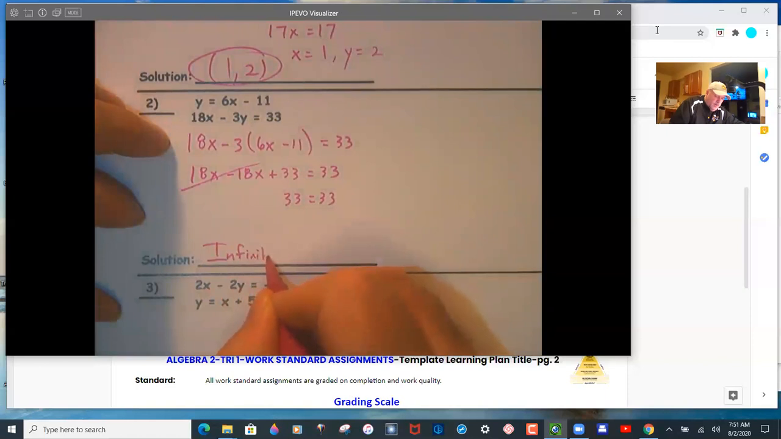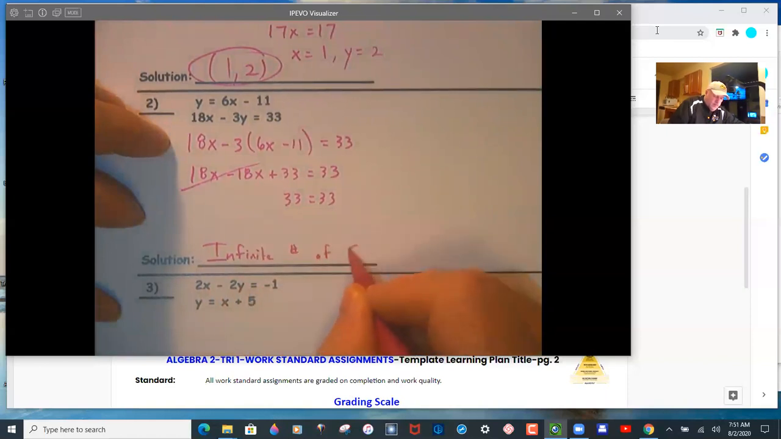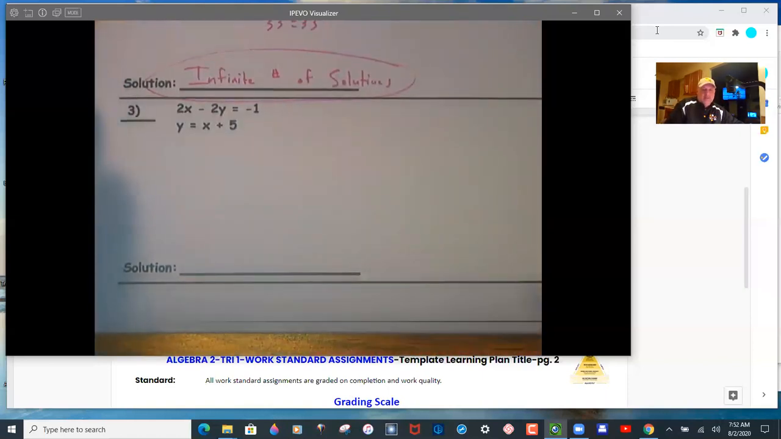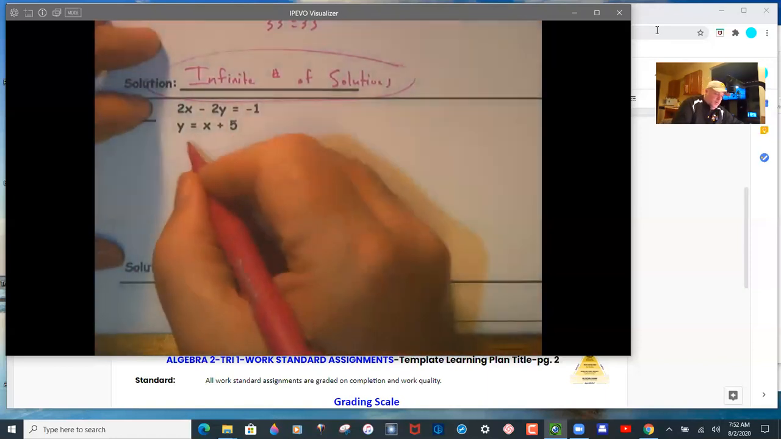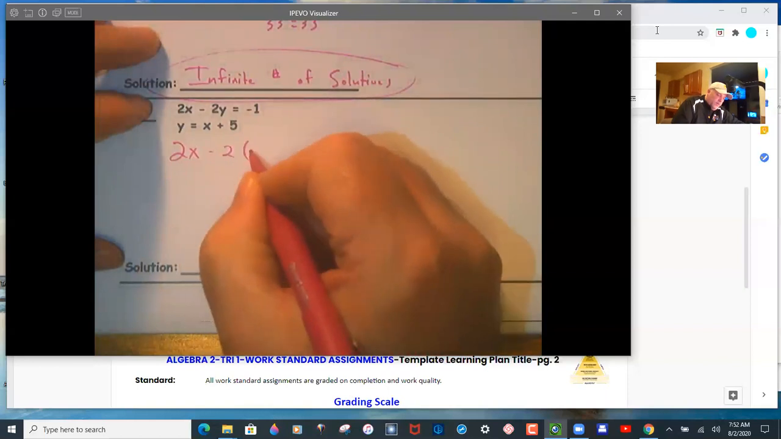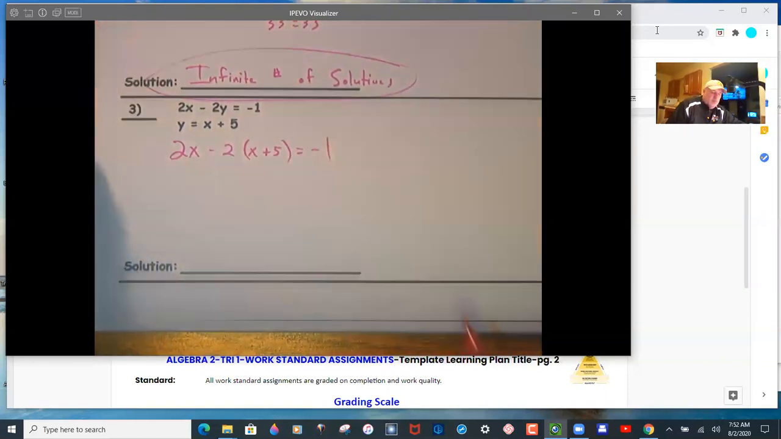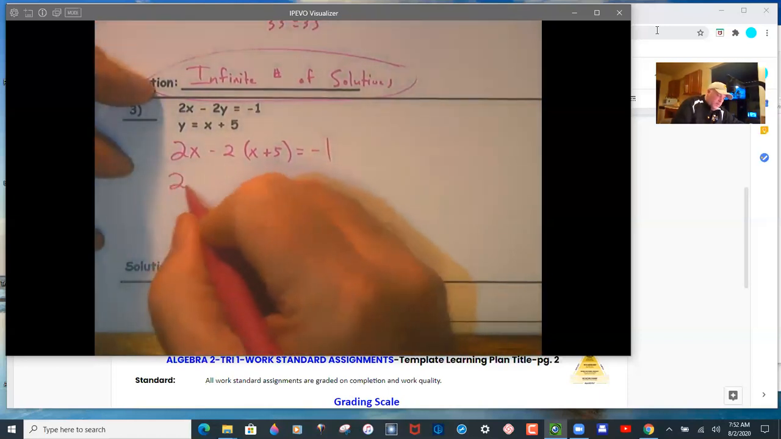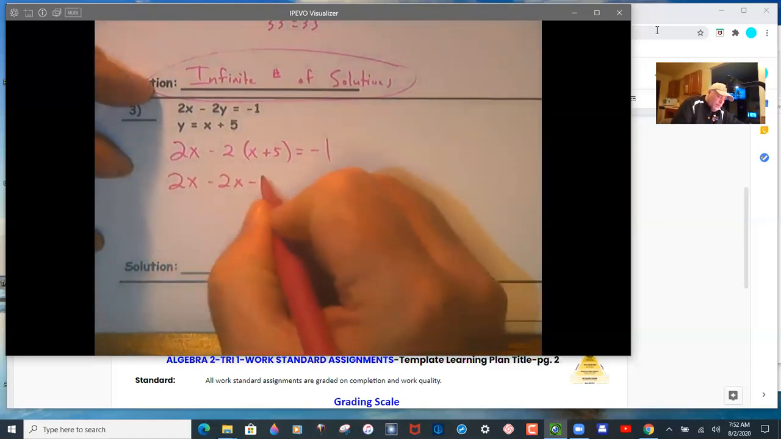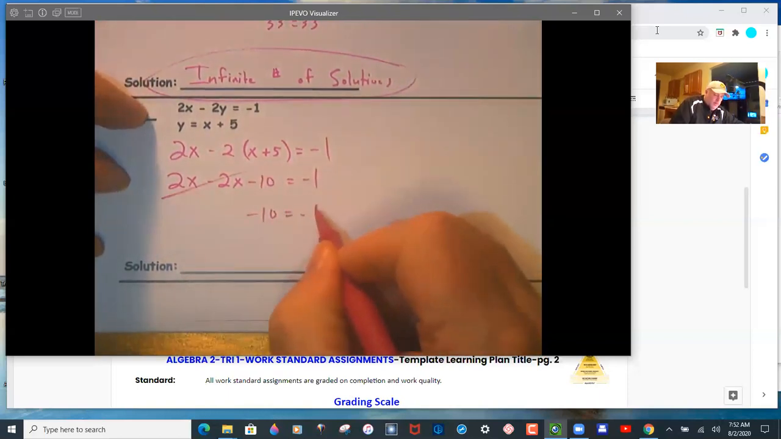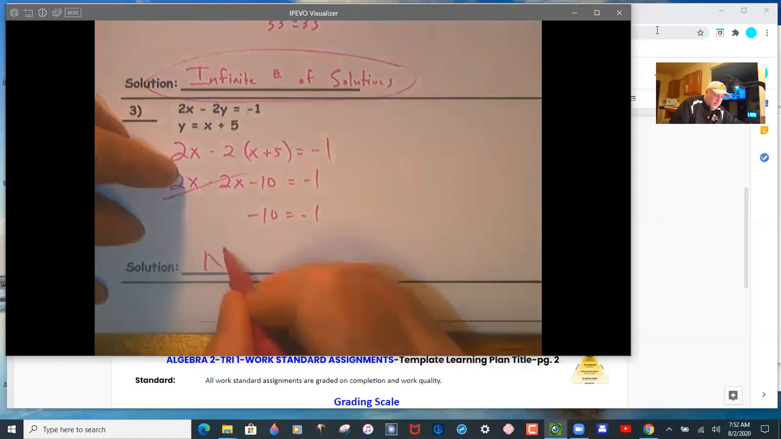So we have an infinite number of solutions because the variables drop out and you have an identity. And now on this one, the variables are going to drop out, but you have something that's not true. So in for y is going to go x plus 5. And then everything else stays the same, and then just work it through. So you get negative 10 equals negative 1. That's a no solution.